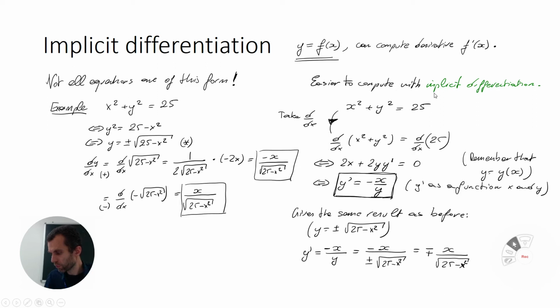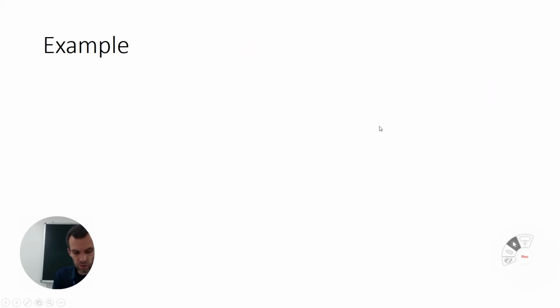So just to sum it up, with implicit differentiation, there's nothing much to it. You just take the relation between x and y. You don't try to invert it or anything. You just take the derivative of both sides, and then you work out what the derivative is. So let's do an example of that.